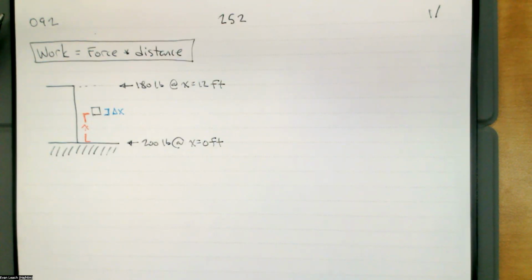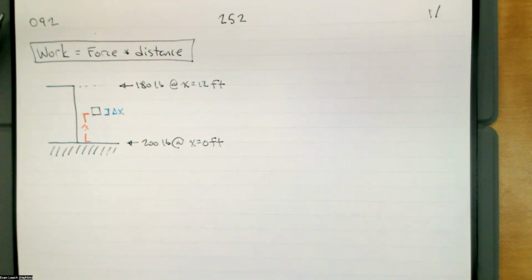The reason that we could use the average is that the scenario we set up yesterday was the function changed linearly from 200 to 180. So all the change was balanced around the 190 pounds at 6 feet. So we could get away with using the average of the 180 and the 200, specifically because we talked about a linear function.